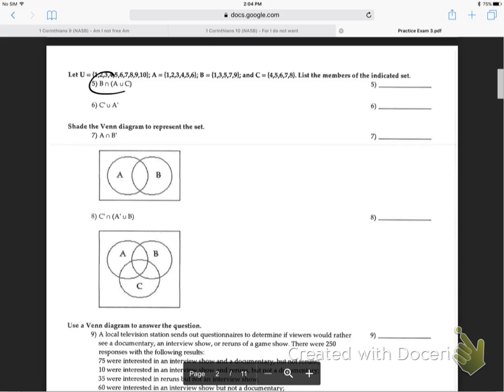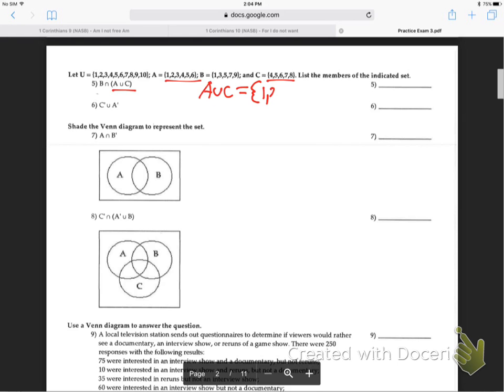Well, they want me to do B overlap A union C. Okay. How do I do that? Where do we start? What do we do first? Parentheses. We always start with those parentheses. So let's go there first. Let's do A union C. So I'm going to take the A set and the C set. Union just means unite, like if two groups come together, right? So I'm just going to put them all together.